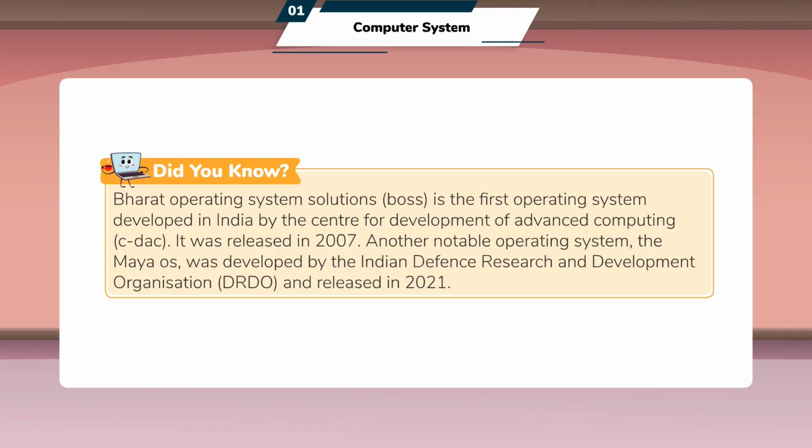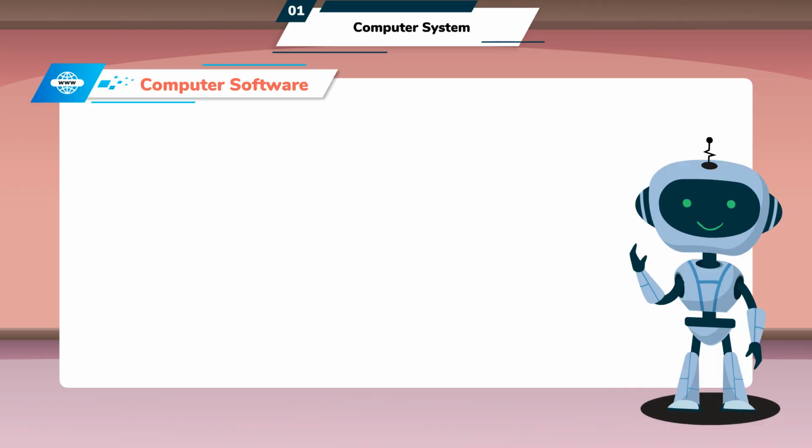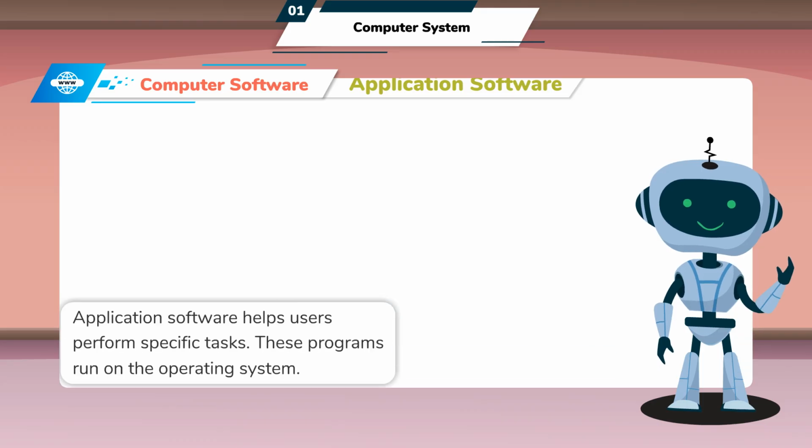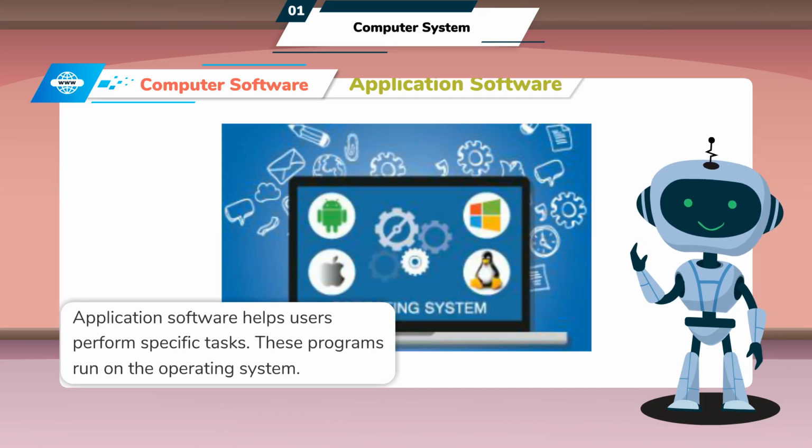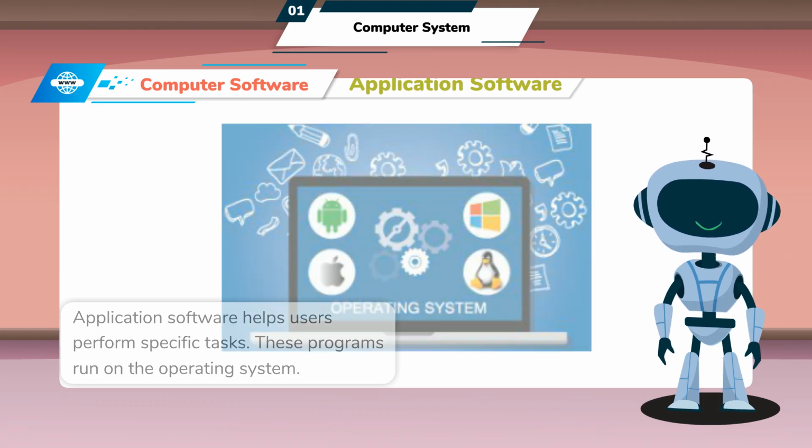Did you know? Bharat Operating System Solutions (BOSS) is the first operating system developed in India by the Centre for Development of Advanced Computing (C-DAC). It was released in 2007. Another notable operating system, the Maya OS, was developed by the Indian Defence Research and Development Organisation (DRDO) and released in 2021. Application software. Application software helps users perform specific tasks. These programs run on the operating system.